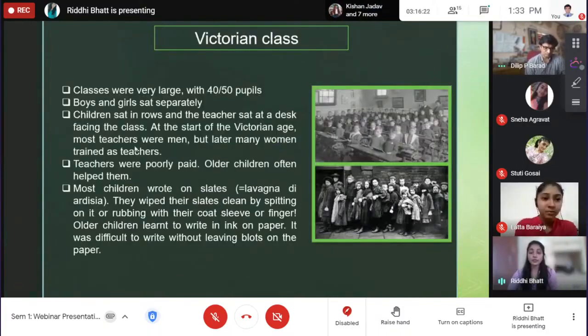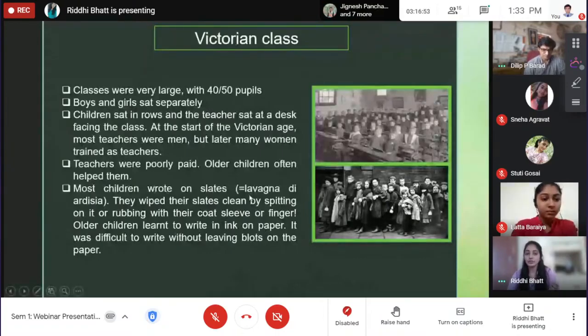So what is a Victorian class? Here we see two pictures of a Victorian class and its students. Classes were very large, with 14, 15 pupils, like students, and boys and girls sat separately. Children sat in rows and the teacher sat at a desk facing the class. At the start of the Victorian age, most teachers were men, but later many women trained as teachers.